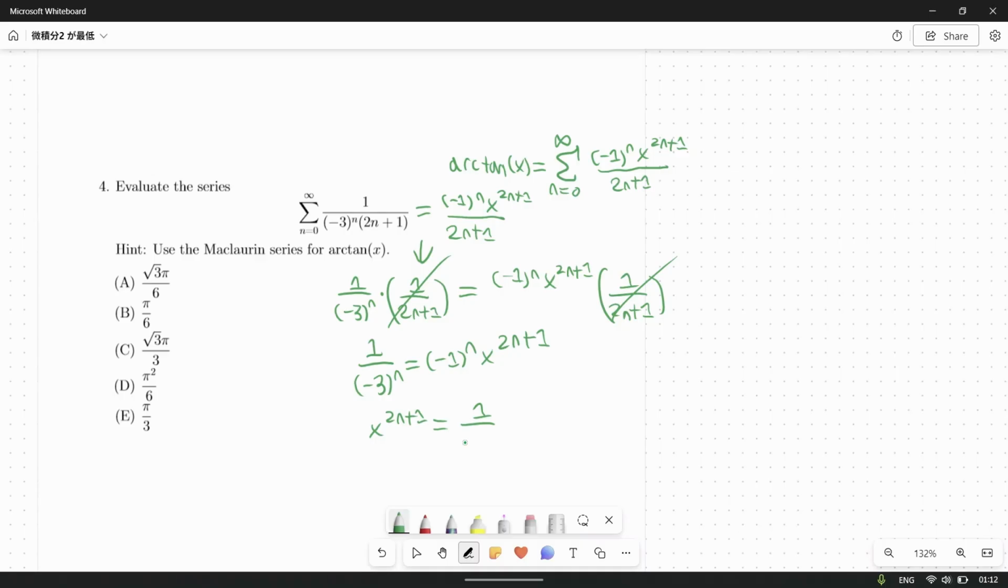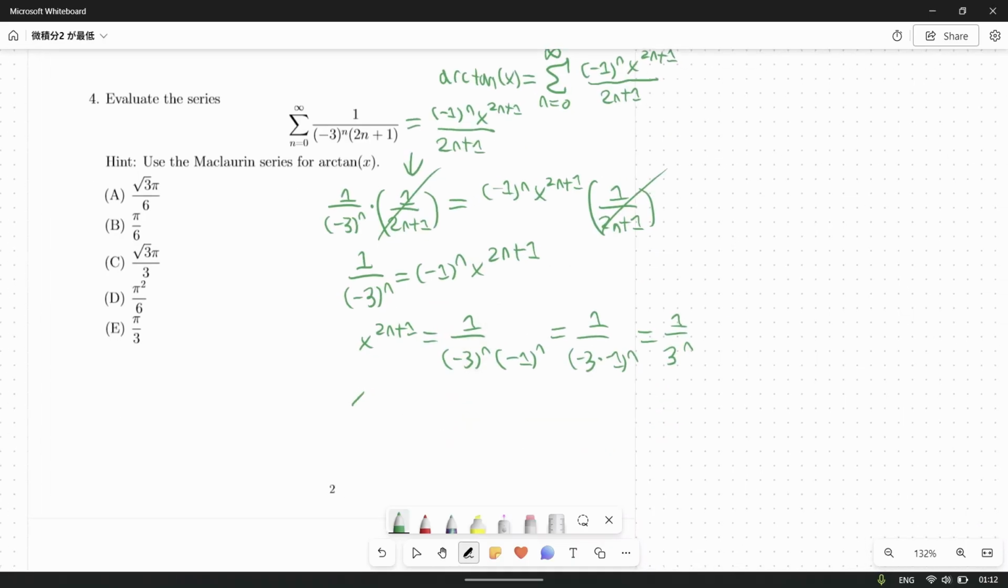equal to 1 over -3 to the n times -1 to the n, which is going to simplify to 1 over -3 times -1 over n, which is just going to simplify to 1 over 3 to the n. And so then you can say that x to the 2n plus 1 is going to be equal to 1 over 3 to the n.